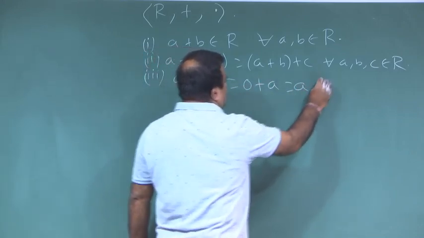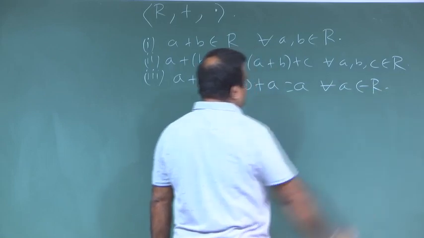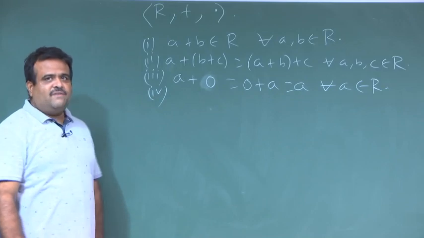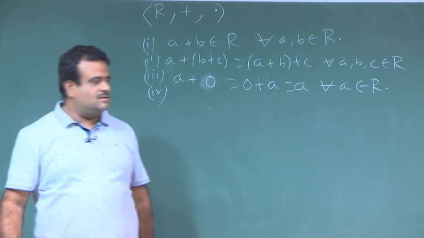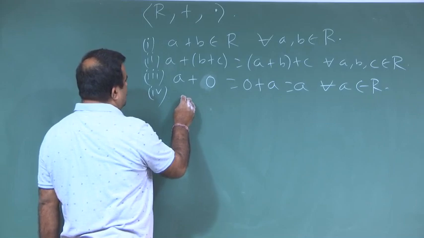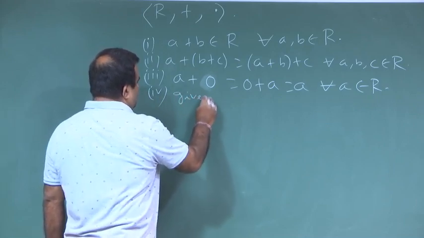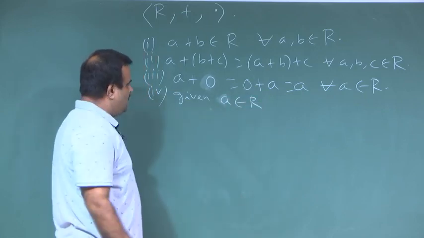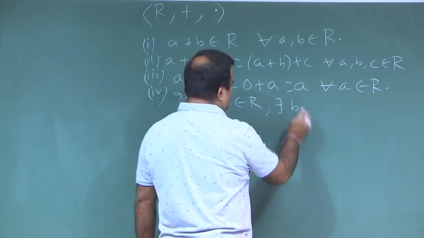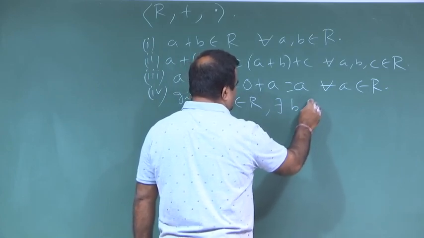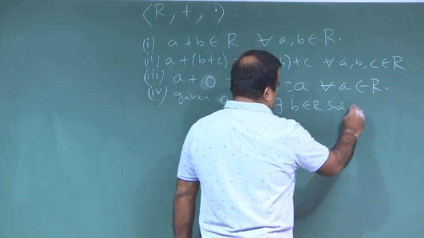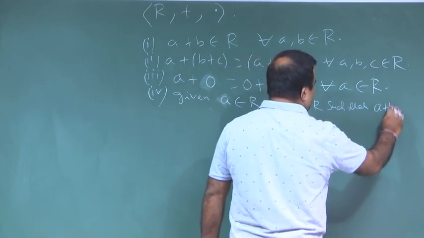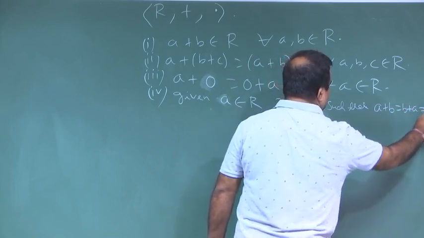0 plus a is equal to a, this is for all a belonging to R. This is the existence of the additive identity. And then the inverse, every element must have an additive inverse. So, given an element a, there must exist a b such that a plus b is equal to b plus a is equal to 0.